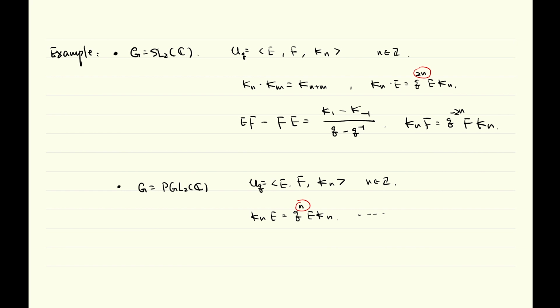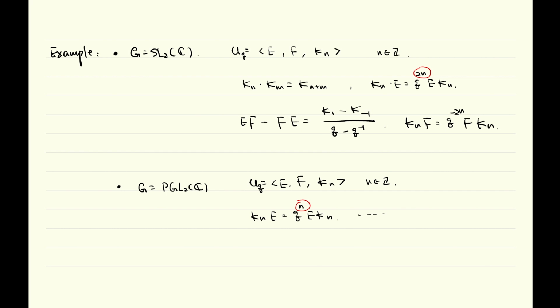Just as an example, in the GO2 case, the quantum group is basically generated by E, F, and the Cartan part Kn, for all the integers. And we have a very small amount of relations. The multiplication between Cartan elements just adds up the indices, and the conjugation of E is just Q to the 2n. Notice that this is actually important.